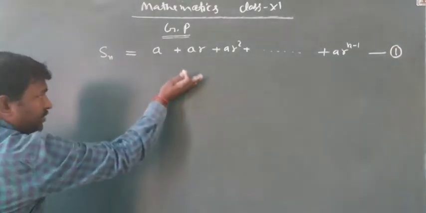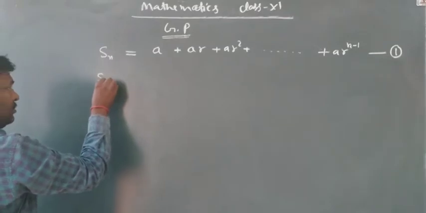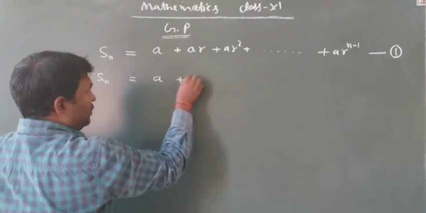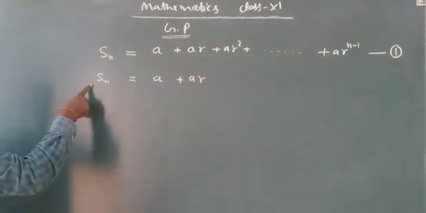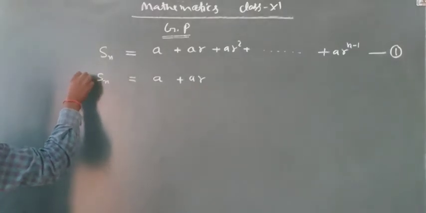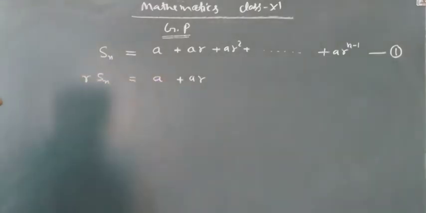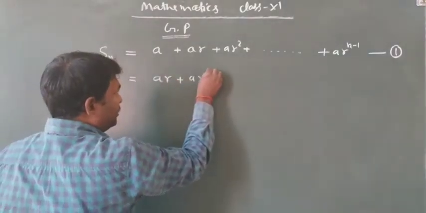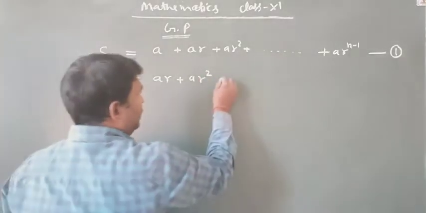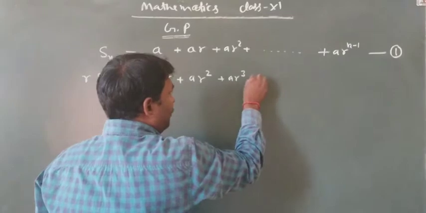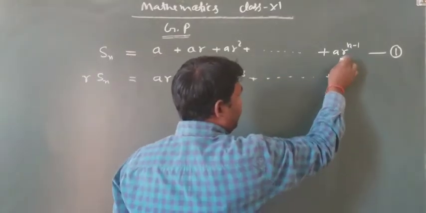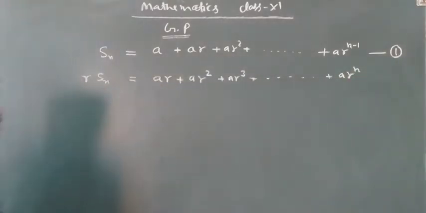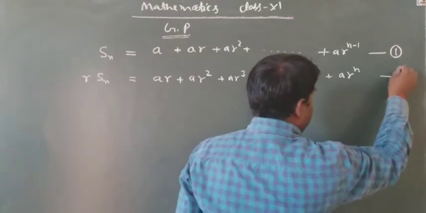Here I am writing the same series again below. This is equal to, again you write it like this, but this time multiply by r in all terms, on the left and right hand side of equation 1. So here you will get ar, here ar square, here ar cube, plus and so on. If you multiply the last term, you will get ar power n. Is it clear? Equation number 2.